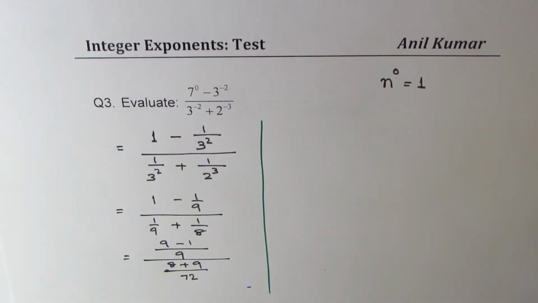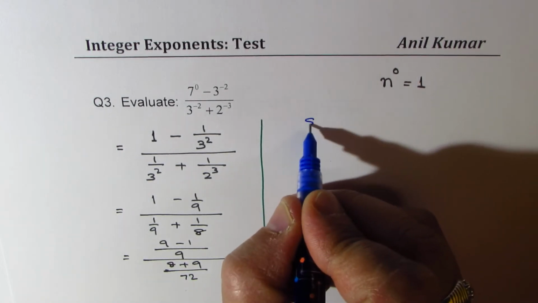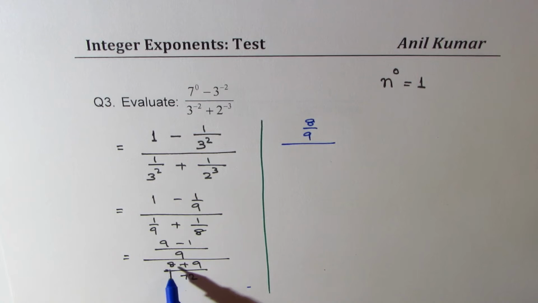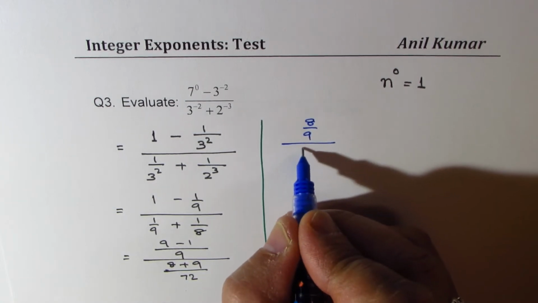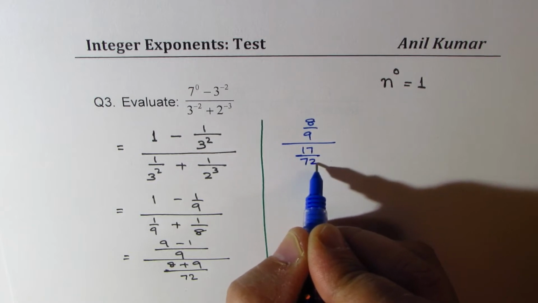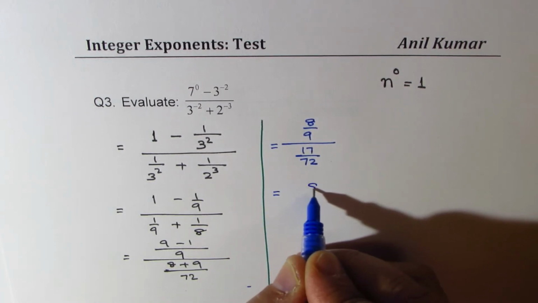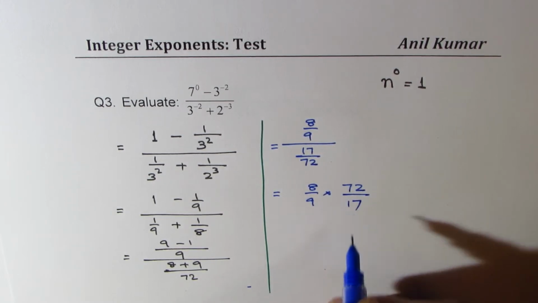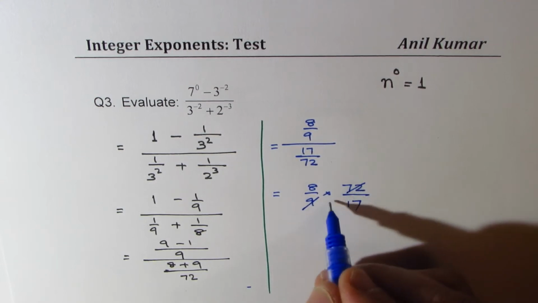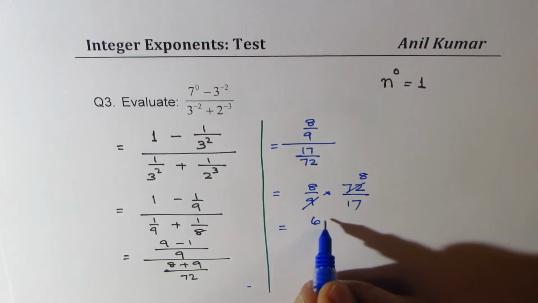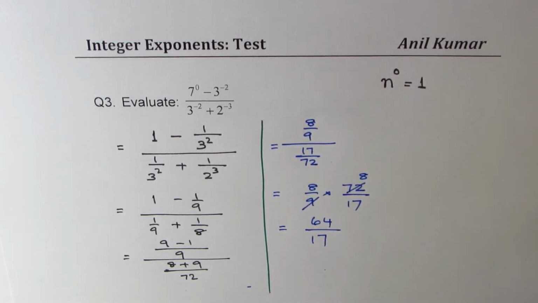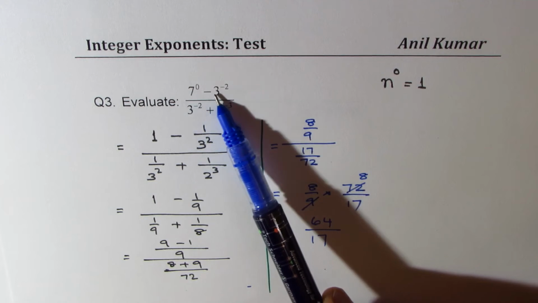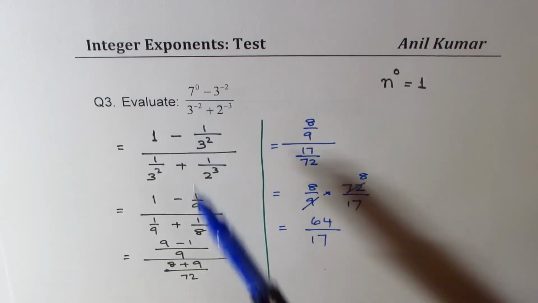So we get here 9 minus 1 is 8, so we get 8 over 9 divided by 9 plus 8 plus 9 is 17 over 72. Right? This is equal to 8 over 9 times 72 over 17. So that could be simplified dividing by 8. So we have 64 over 17 as our answer. Correct? So that is how this type of expression could be solved. Remember, anything to the power of 0 is 1, and whenever the exponent is negative, we write it as a reciprocal.